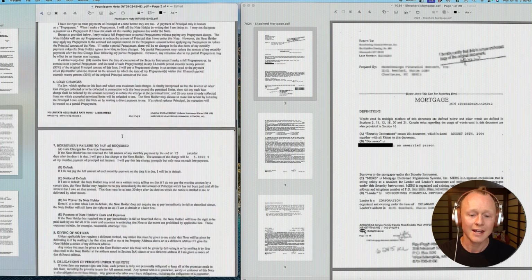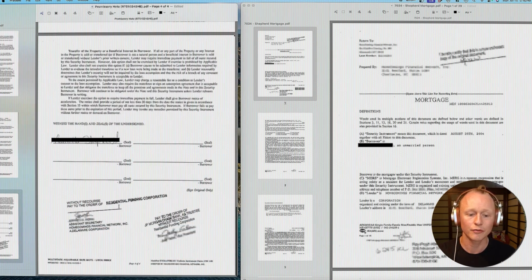When you go to the end of a note, if it's been transferred before, you'll see what's called the allonge, or the endorsement of the note. And that is the second important document in these 4 critical documents in a mortgage note file. The allonge transfers the note from one party to another.